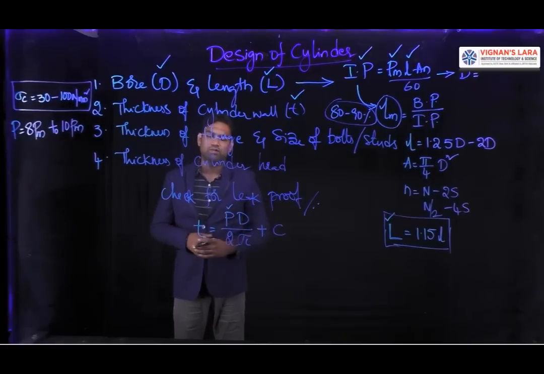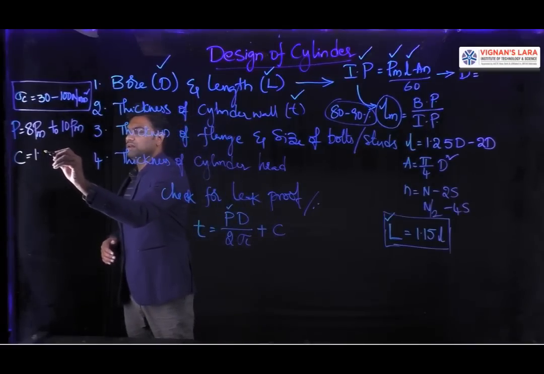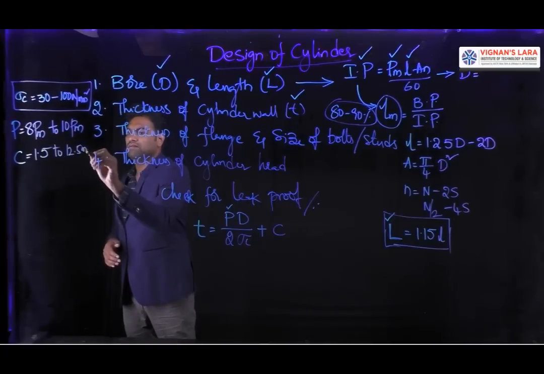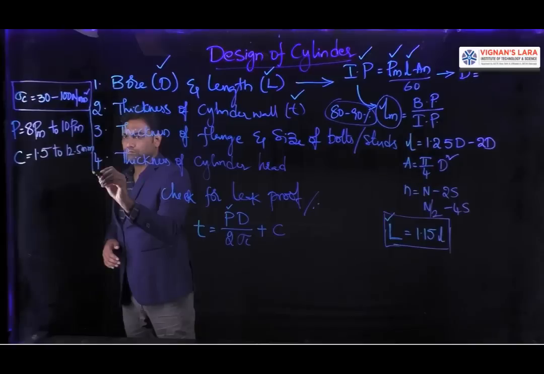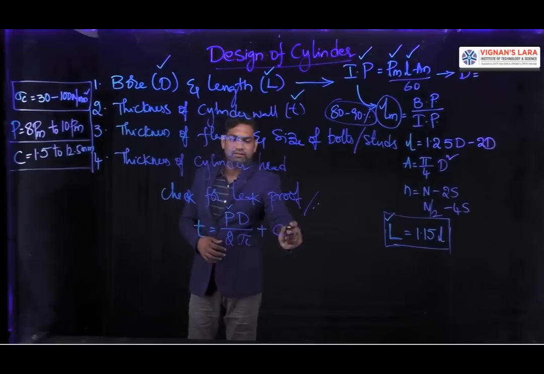And C is the reboring allowance, which, based upon the cylinder bore, will range from 1.5 to 12.5 mm. Clear? So from that I can calculate the thickness of the cylinder wall.